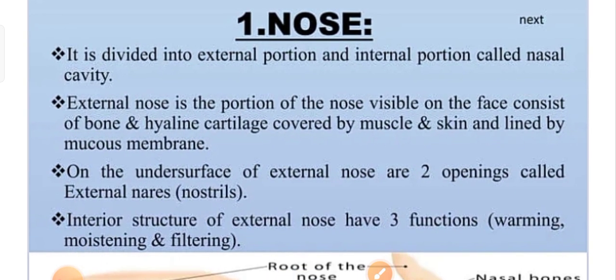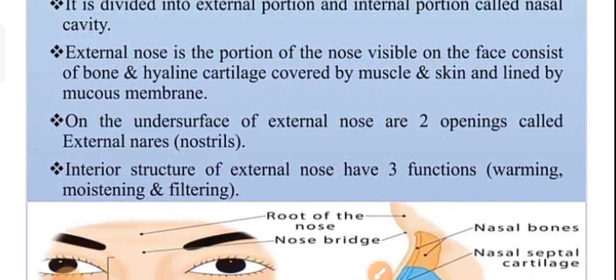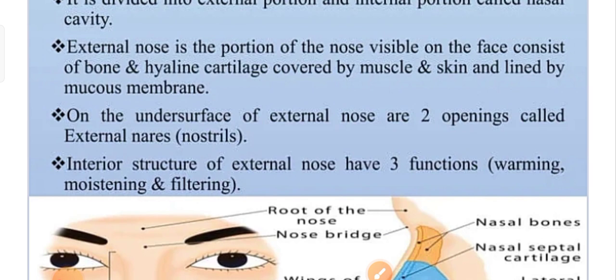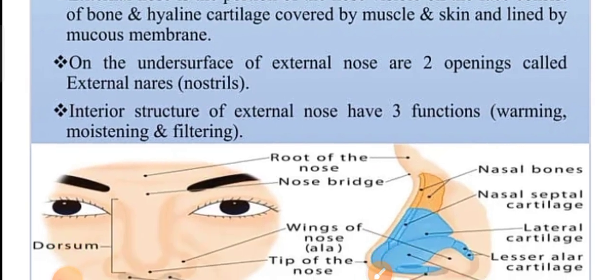Next, coming to the nose. The nose is divided into an external portion and an internal portion called the nasal cavity. It starts with the external portion and ends in the internal portion, the nasal cavity. The external nose is the portion of the nose visible on the face, visible to everyone. It consists of bone and hyaline cartilage covered by muscle and skin, and lined by mucous membrane. On the under surface of the external nose there are two openings, called the external nares or nostrils.